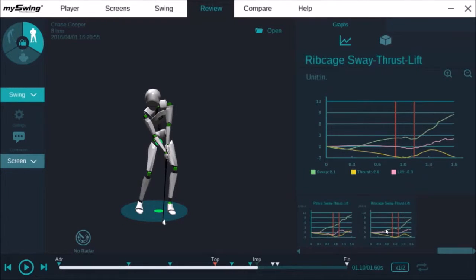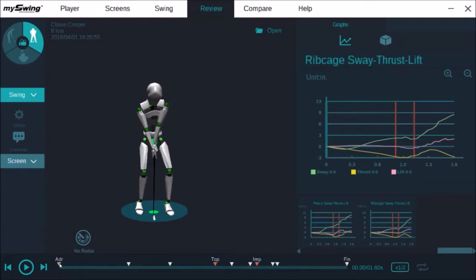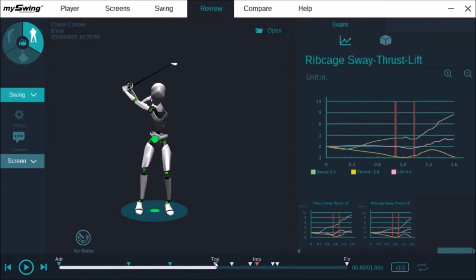Well, we've taken a pretty in-depth look at pelvis sway thrust lift. Let's take a quick look at ribcage sway thrust lift. Obviously, the terms are the same. Sway is movement toward and away from the target. Thrust is movement toward and away from the ball, and then lift is toward and away from the ground, up and down. So at the top of the backswing, and again, this is ribcage sway thrust lift.